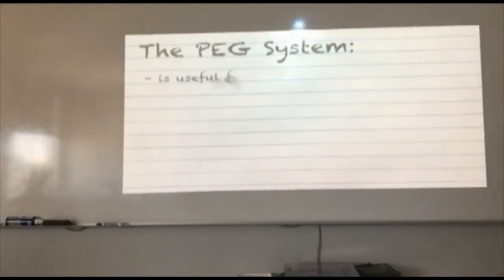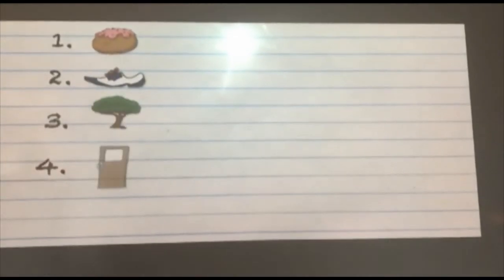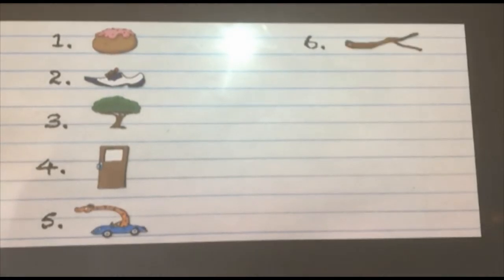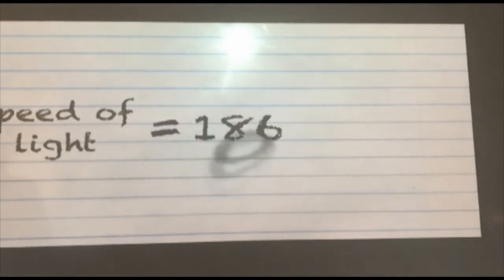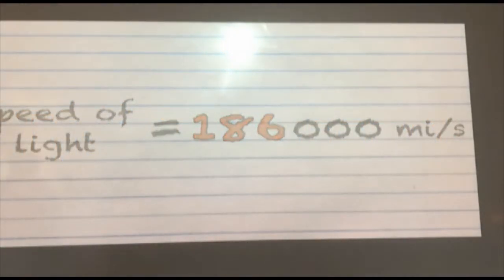The peg system is useful for remembering numbers. It uses key words which are represented by numbers. For example, 1 equals bun, 2 shoe, 3 tree, 4 door, 5 drive, 6 sticks, 7 heaven, 8 gate. Remember, the speed of light is 186,000 miles per second. Imagine an iced bun, 1, walking through a gate, 8, made of sticks, 6, 186. All right, so hopefully you guys will find that helpful.